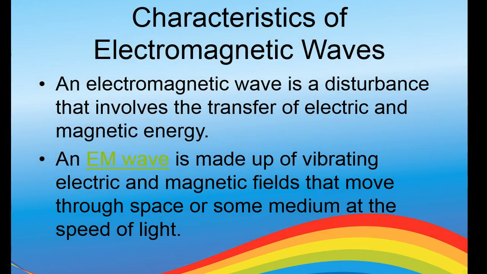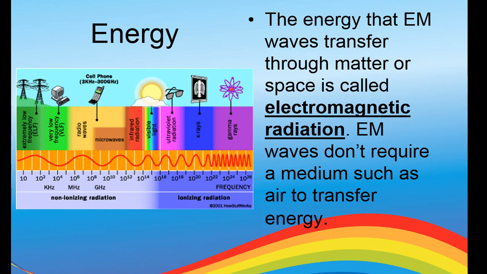So vibrating electric and magnetic fields move through space or some medium at the speed of light. The energy that EM waves transfer through matter or space, remember they can move through space, this is important to know, because sound waves can't travel through space. Sound waves have to travel through matter. Electromagnetic energy waves don't. They can travel through space. So those waves are pretty cool and unique.